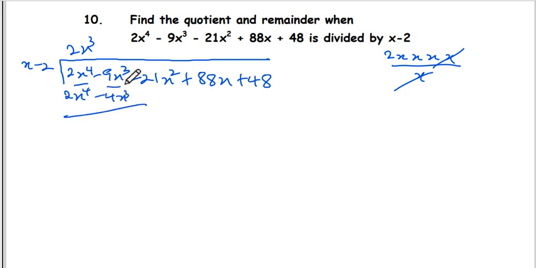Now subtract. This cancels out. Minus 9x cubed plus 4x cubed, that's minus 5x cubed. Bring down minus 21x squared. x into minus 5x cubed, that's minus 5x squared. Minus 5x squared times x is minus 5x cubed. Minus 5x squared times minus 2 is plus 10x squared.